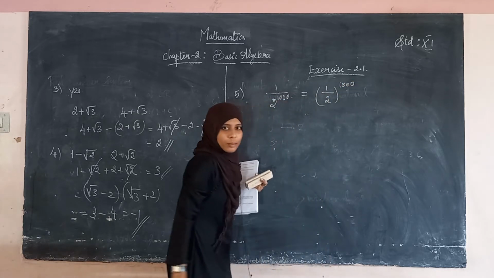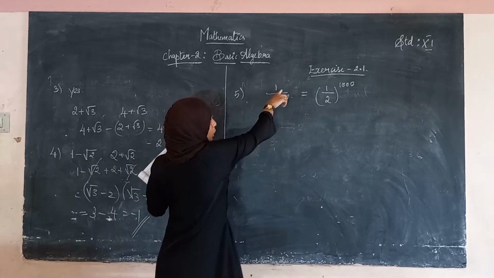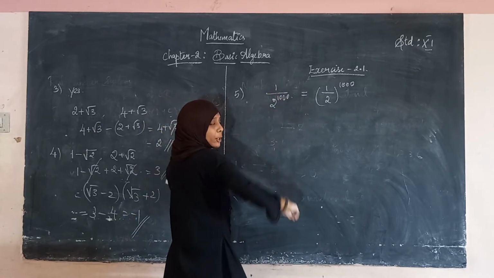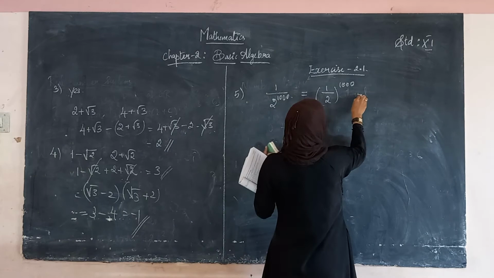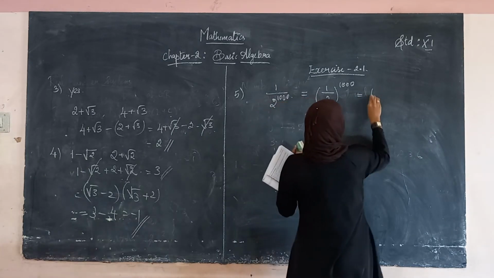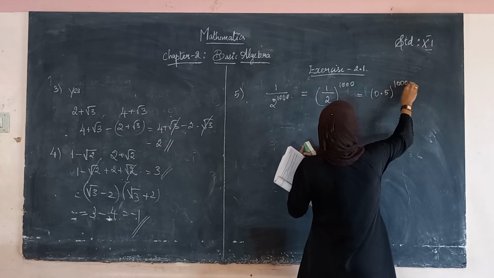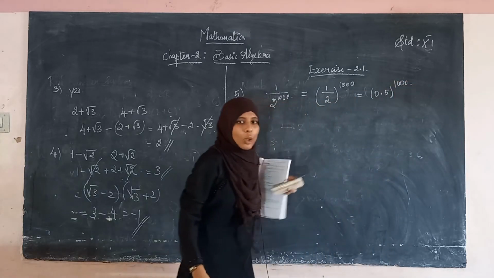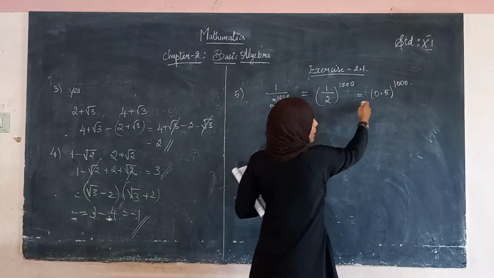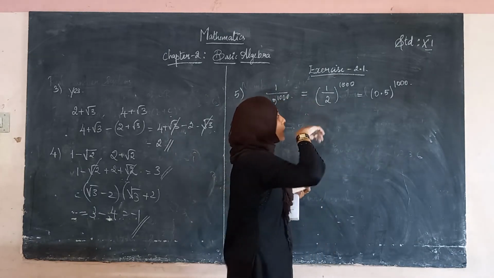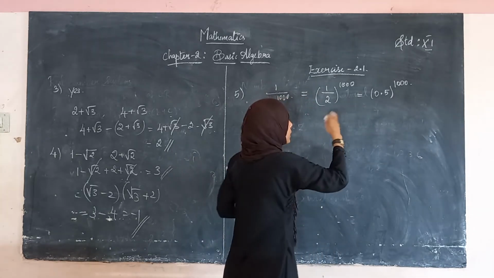1 power 1000 is 1. Therefore, we can write this as 1 by 2 the whole power 1000. What is 1 by 2? 1 by 2 is 0.5. Already it is a small element. So, this can be written as 0.5 the whole power 1000. Already this is a small element.